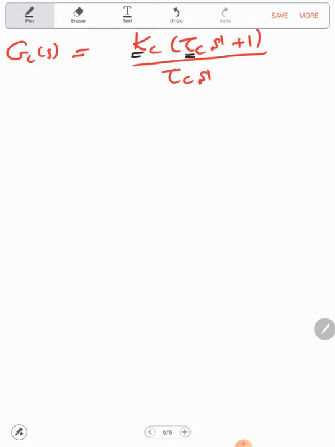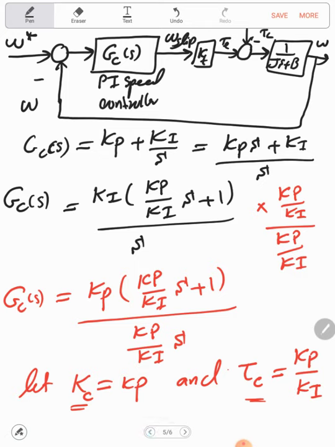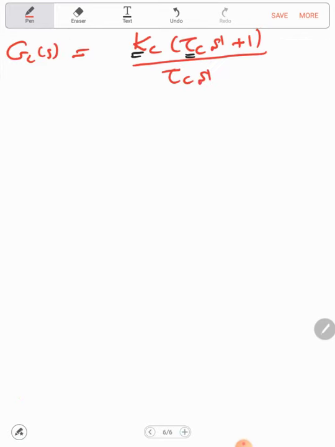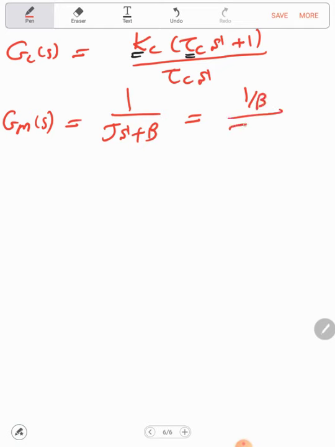So now, the mechanical system of the machine, which we can call Gm of S, which was equal to 1 over Js plus B, can be written in terms of gain and time constant as 1 over B, over J over B S plus 1.